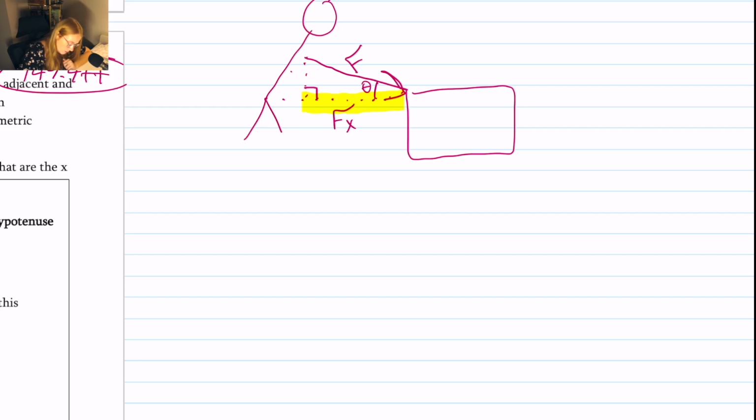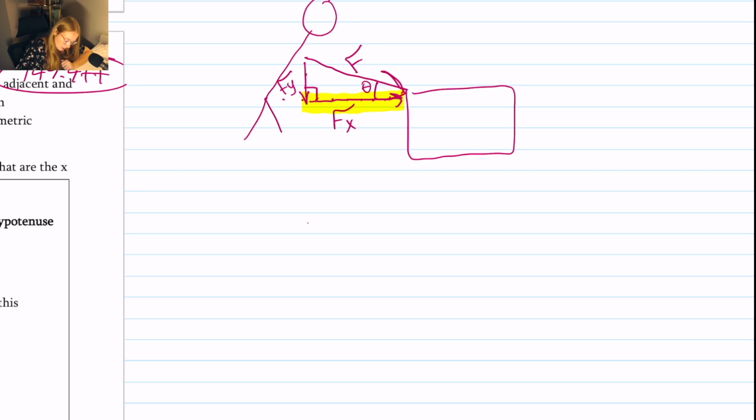He's also pushing in the y direction, and he's pushing down, right? He's pushing down in the y, he's pushing across in the x. And so what we actually want to do is think about what is the y component, what is the x component, and there's where you get your right triangle.